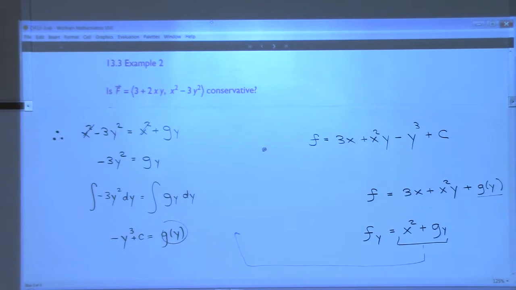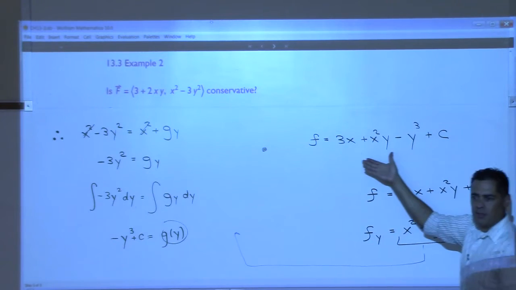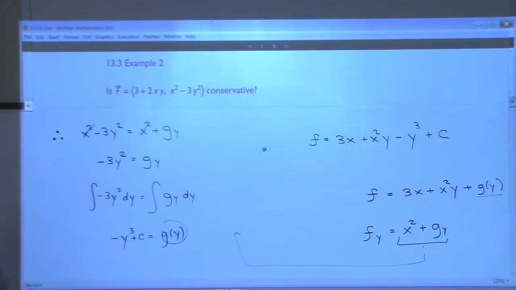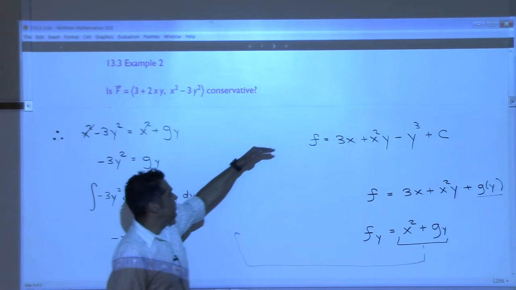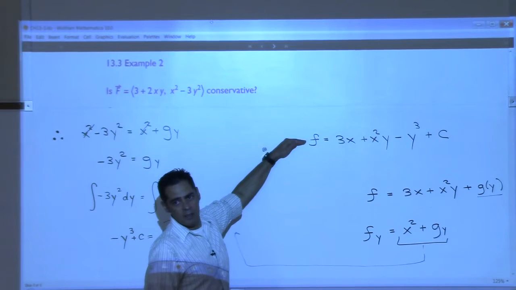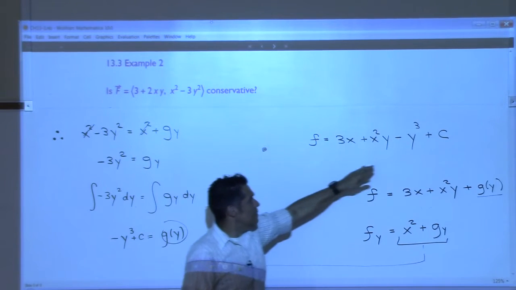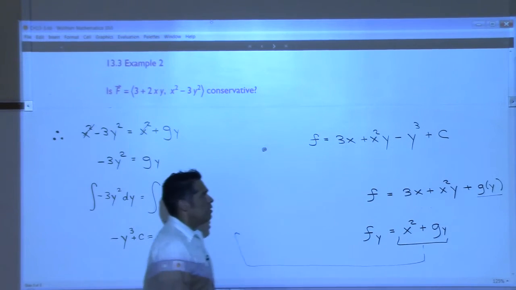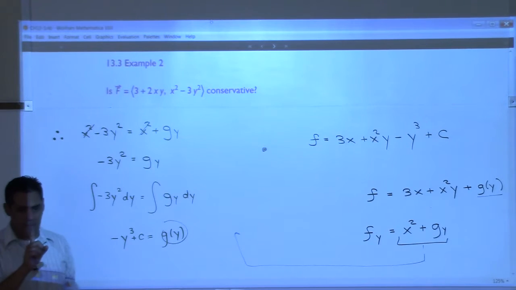Check for yourself that if you take the gradient of this, you will get that. So is the potential function unique? Is there only one? Well, it's a family, isn't it? It's a family. So if you were forced to just pick one of them, I would just let C be 0. And there you go. You've got a potential function. Right? Okay.